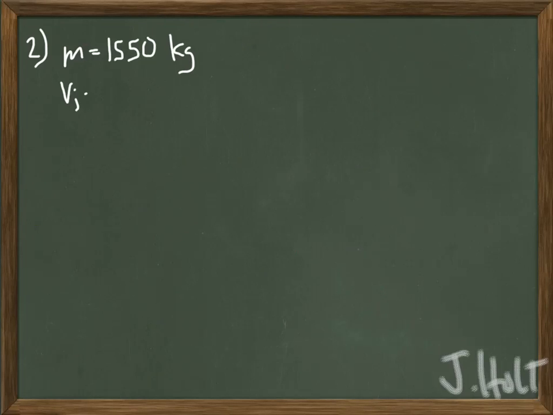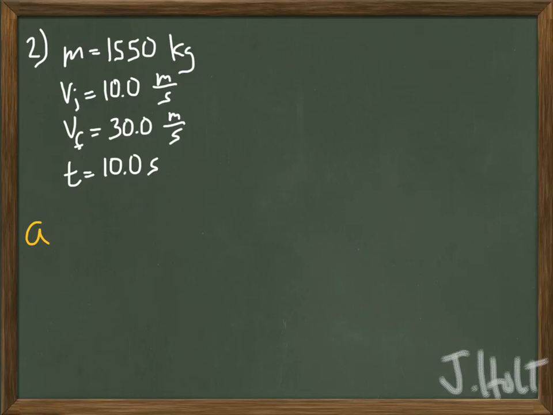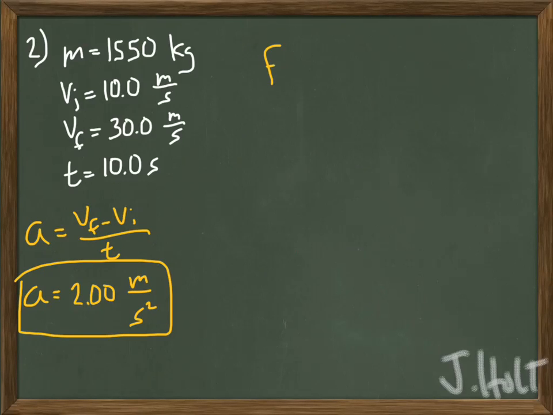Number 2, we are given the mass of a car. We know that we're going along at 10 meters per second, then we accelerate up to 30 meters per second over a time of 10 seconds. Before we can find the force, we got to find the acceleration, because for every force there must be an acceleration. So we can plug into our definition of acceleration and figure it out.